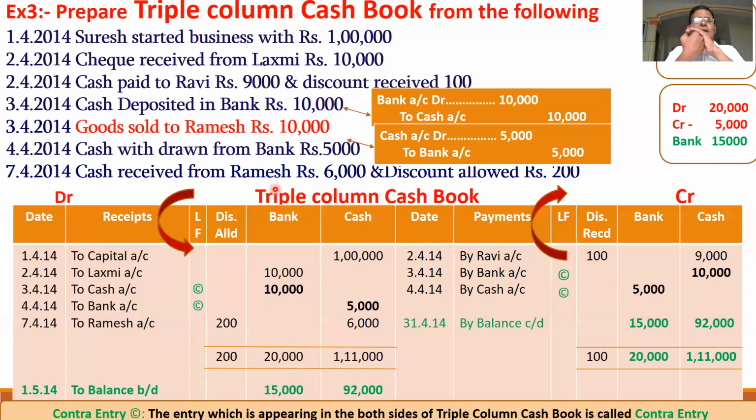Next, goods sold to Ramesh does not appear in the cash book. You know very well that is a credit transaction. Credit transactions are recorded in the sales book. Goods sold to Ramesh means credit sales.